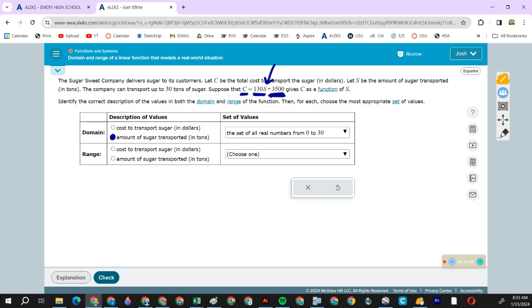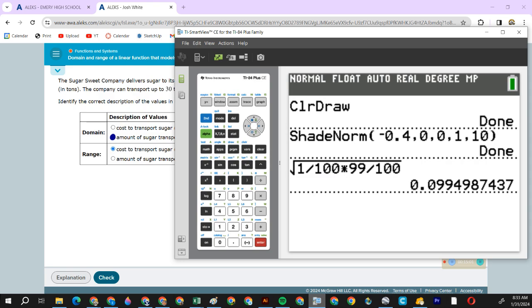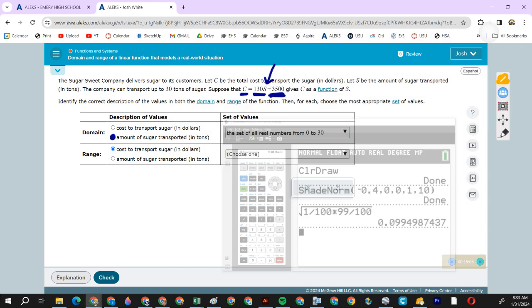And the range is how much it costs to transport that sugar. And what is the outcome going to be? Well, we're going to need to do a little bit of calculation. How much is it going to cost? Well, is it 150 or 130?